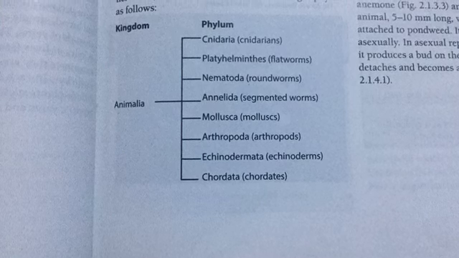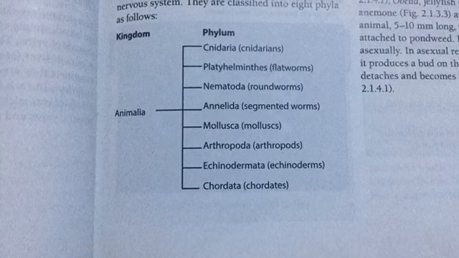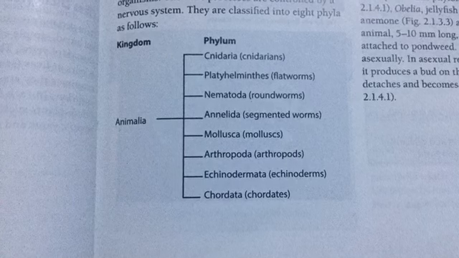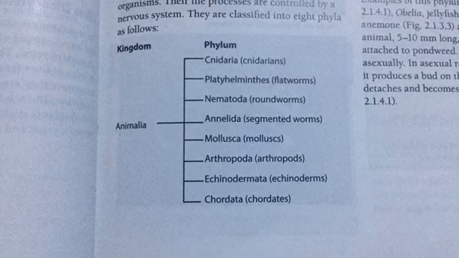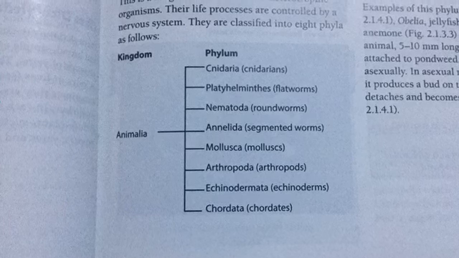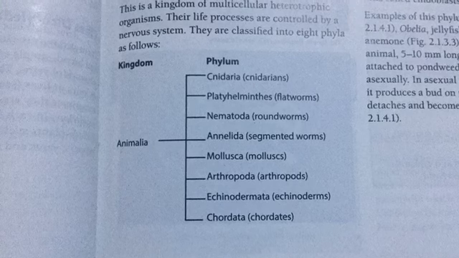The kingdom Animalia is divided into the following 8 phyla: phylum Cnidaria, phylum Platyhelminthes, phylum Nematoda, phylum Annelida, phylum Mollusca, phylum Arthropoda, phylum Echinodermata, phylum Chordata.